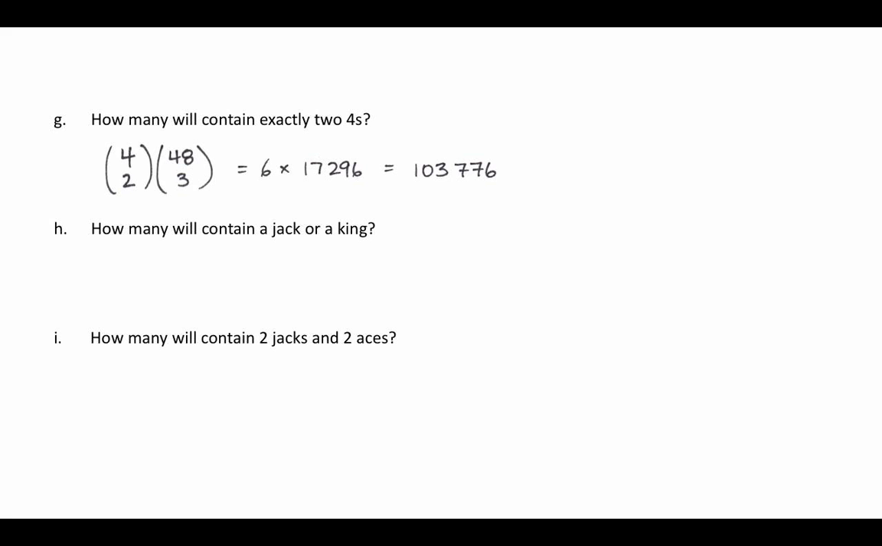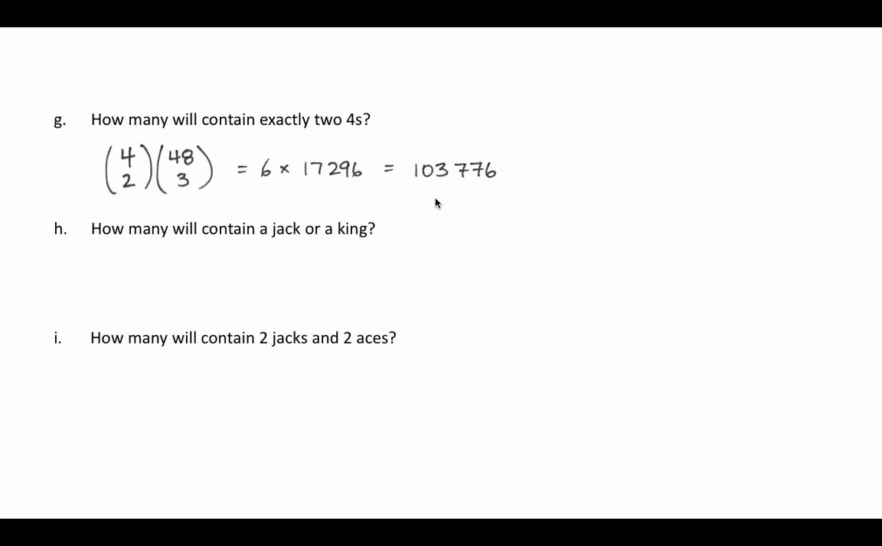This is 6 times 17,296, which is 103,776 hands with exactly 2 4s. Exactly 2 4s. That's a lot. That's surprising. Good. Okay, how many will contain a jack or a king?